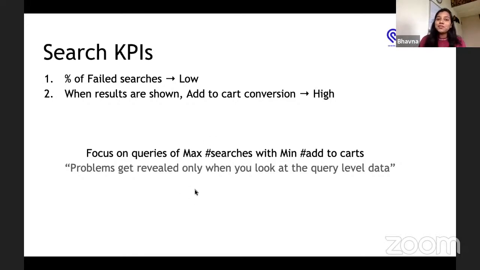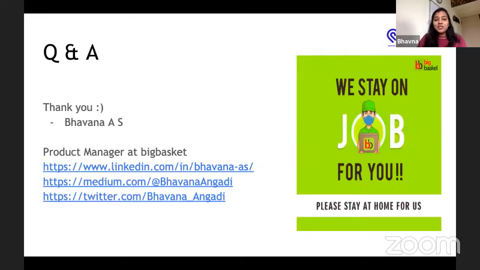These problems get revealed only when you look at query level data. At a high level, if I think okay, 80% of my queries are working well, then we would never have been able to solve the problem of red chili, right? So I think with that, I will conclude. Thank you for joining the session on a Saturday evening. Happy to take questions.